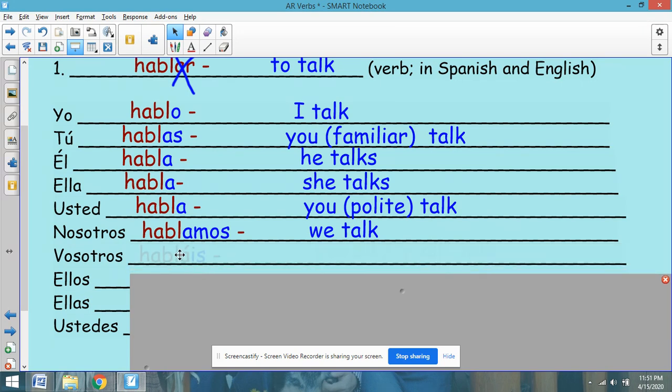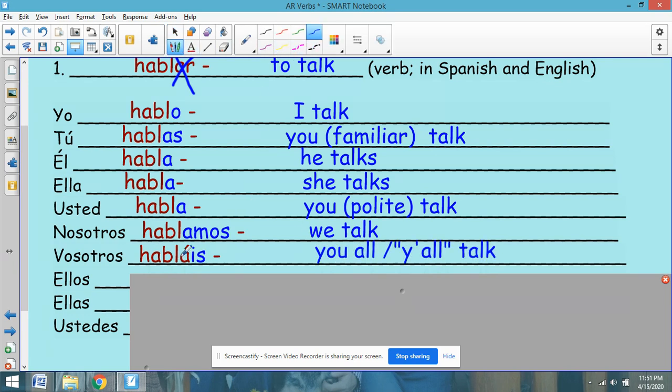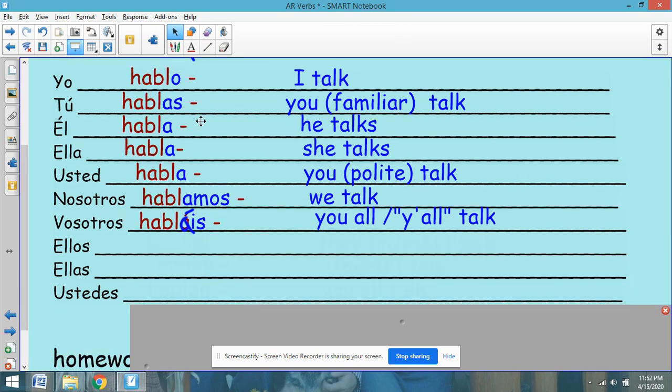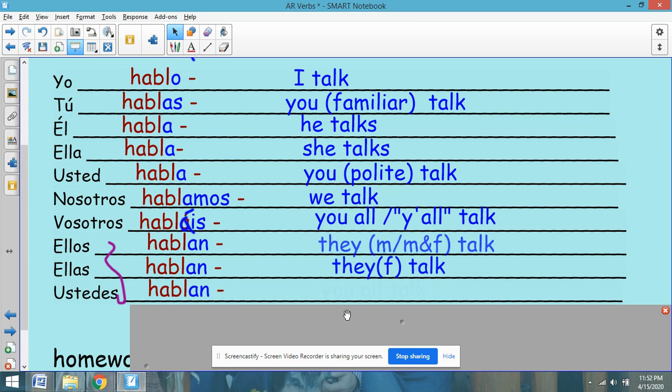Vosotros habláis. You all or y'all talk. Don't forget the A on there is also part of that. Áis. Os, as, and ustedes all have the same ending. Ellos hablan, ellas hablan, ustedes hablan. That's they talk, and you all talk.